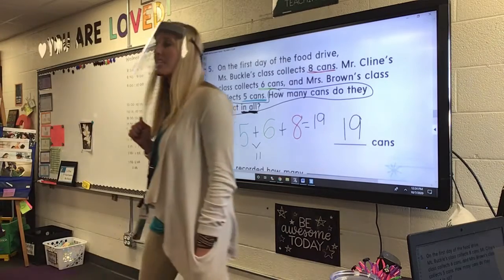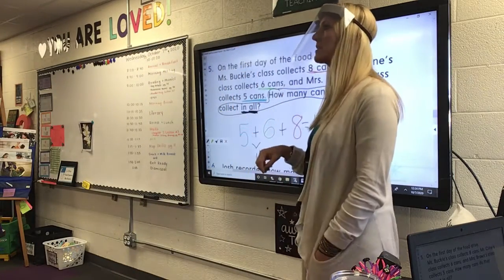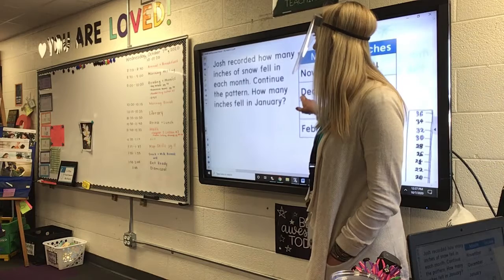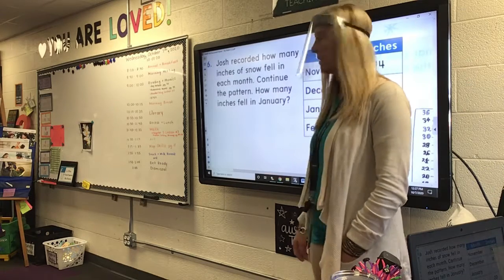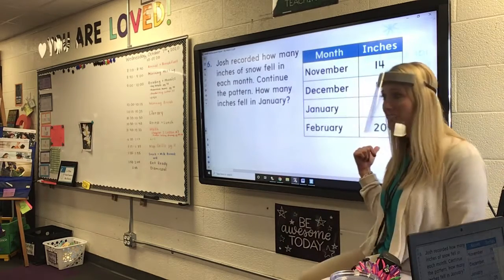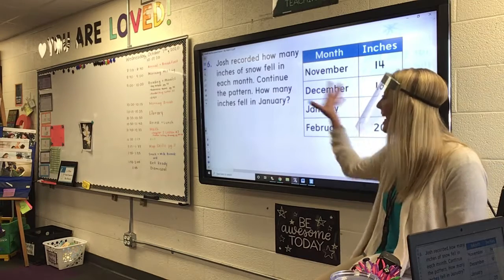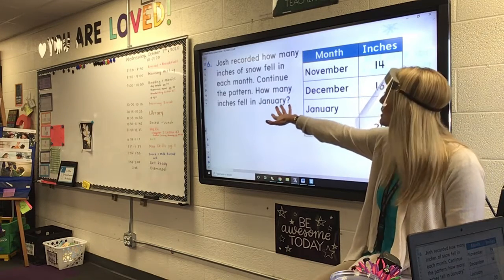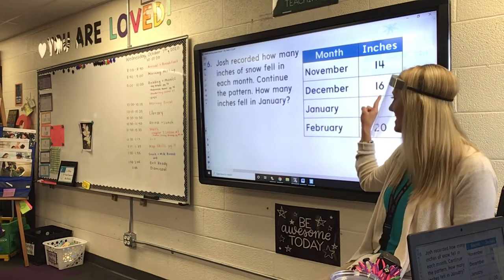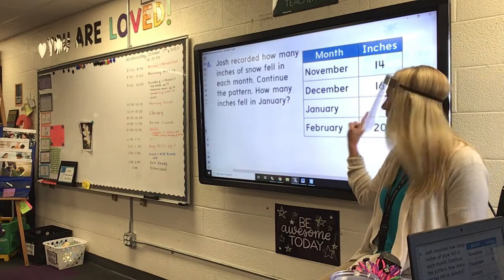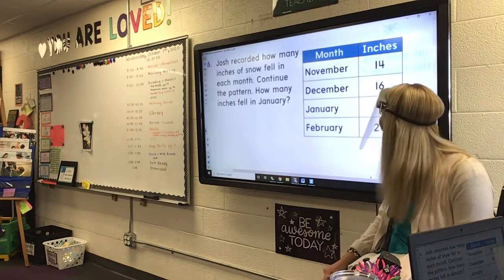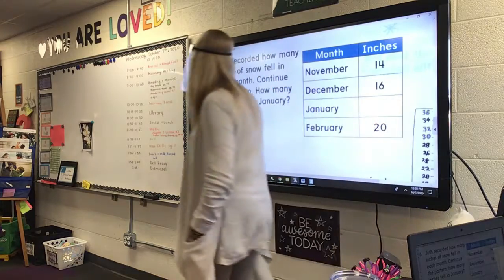After this next one. Okay, the last problem. We're going to do this in 2 minutes because Mrs. Johnson's going to be here in 5. All right, on the last one, Josh recorded how many inches of snow fell in each month. Continue the pattern. How many inches fell in January? We have a chart, and we talked about this reading today. The chart helps us with our information from our text. So look at November. November had 14 inches. December had 16. We don't know January. But February had 20. What is the pattern, Corla? 18. How did you know that, Corla?